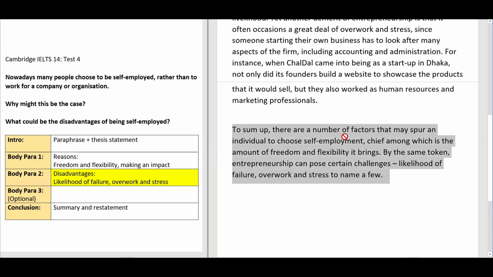To sum up, there are a number of factors that may spur an individual to choose self-employment, chief among which is the amount of freedom and flexibility it brings. Wow, this has been quite a long sentence and also a complex sentence. By the same token, entrepreneurship can pose certain challenges, likelihood of failure, overwork, and stress, to name a few.